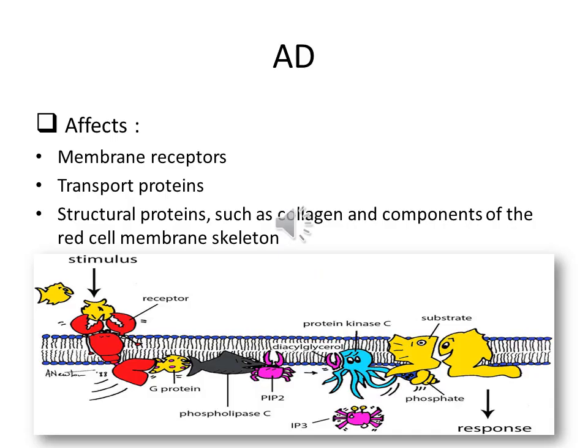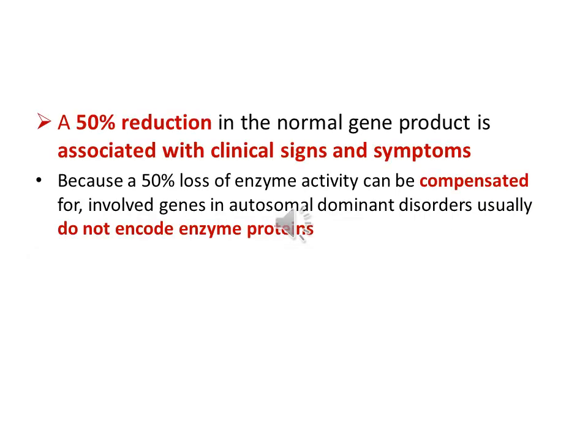Autosomal dominant mutations can affect membrane receptors, structural and transporter proteins. For the clinical signs of an altered gene to appear, a 50% reduction of gene product is necessary, but a 50% reduction of enzyme activity can be compensated. Therefore, autosomal dominant disorders usually do not encode enzyme proteins.